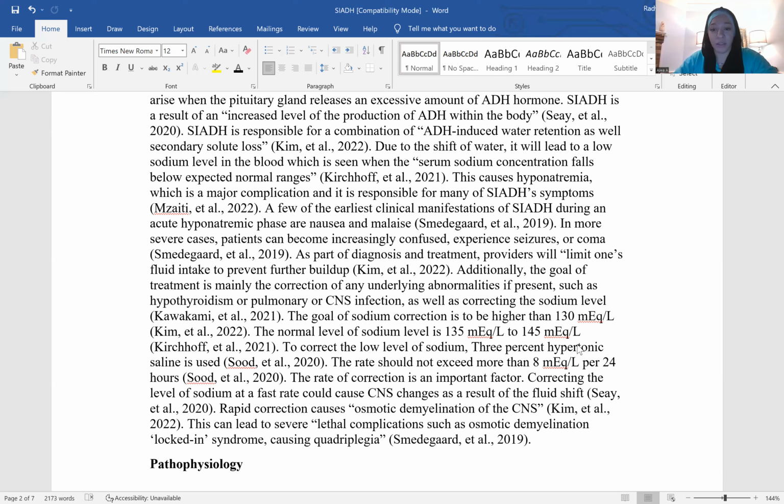The rate should not exceed more than 8 mEq per liter within 24 hours. The rate of correction is an important factor. Correcting the level of sodium at a fast rate could cause CNS changes as a result of fluid shift. Rapid correction causes osmotic demyelination of the CNS. This can lead to severe lethal complications such as osmotic demyelination, locked-in syndrome, causing quadriplegia.